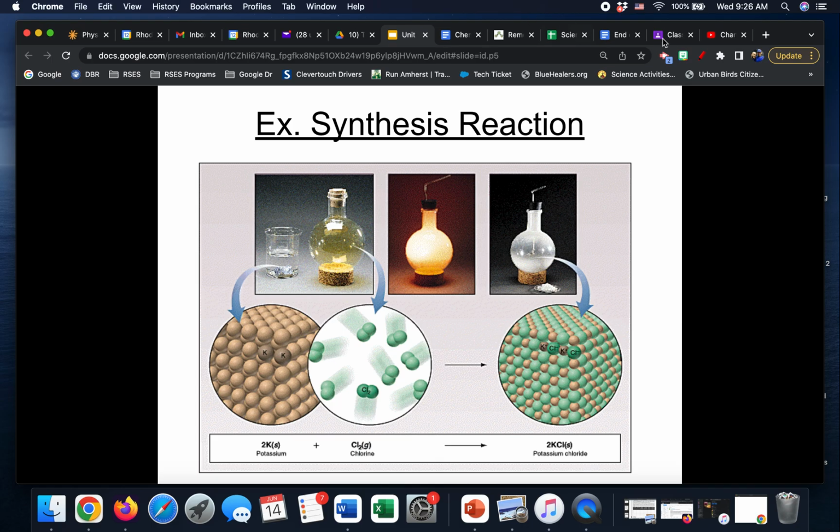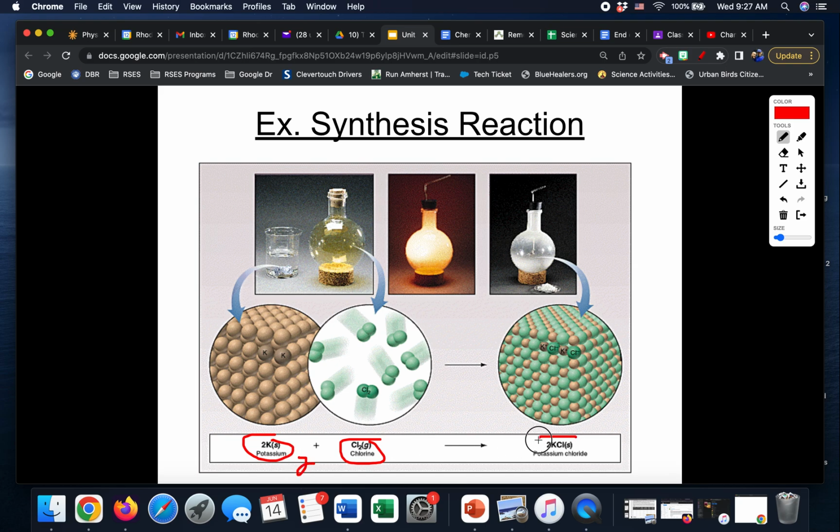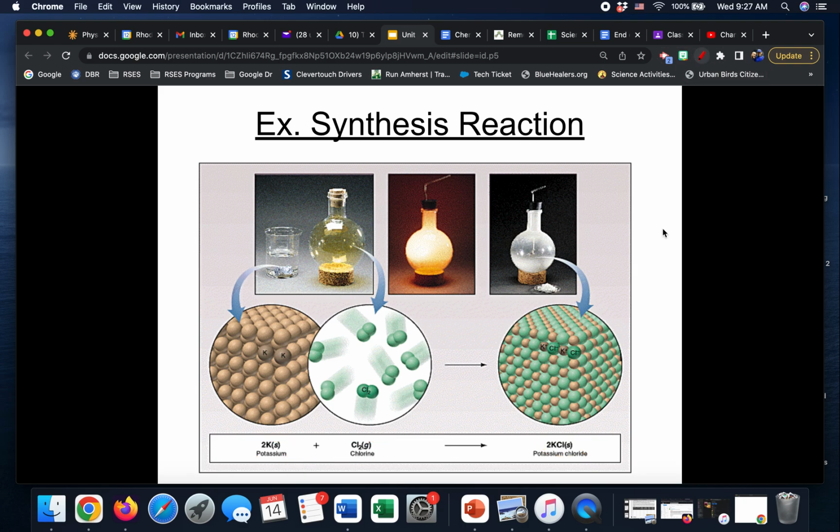Here's a real example at the bottom of a synthesis reaction. It says we start with 2 potassiums and a chlorine molecule, 2 chlorines stuck together. That's 2 reactants, and we make 1 product, 2 of these potassium chlorides. Start with 2 things, we make 1. It's going to be a synthesis reaction.